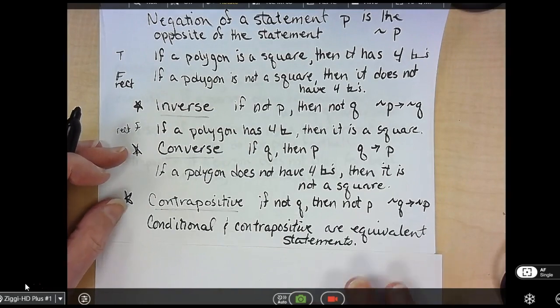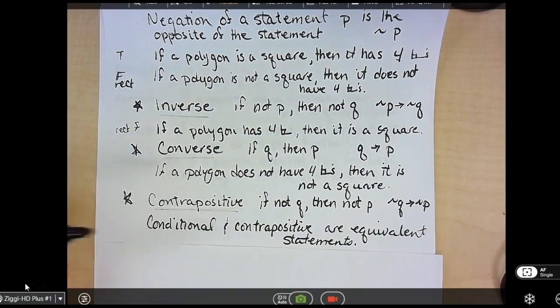And always the conditional and the contrapositive are equivalent statements. So when you see those, they will always be either both true or both false.